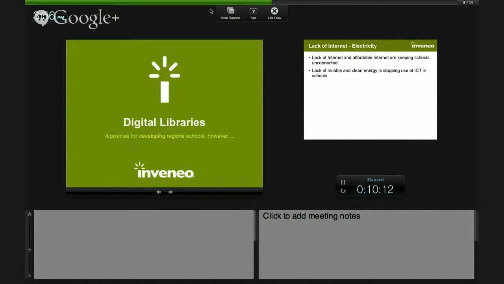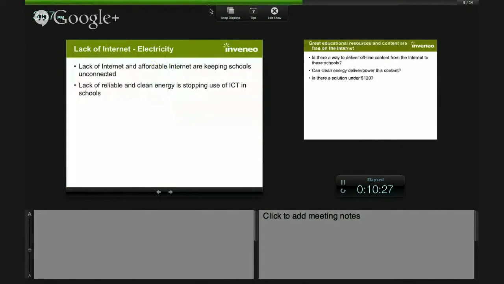And in the projects that I visited, they're all saying, what's a low-cost solution to get us offline content so we're not relying on this expensive internet connection, and how do we power that? That's been one of my personal causes for 2014: how do I address the lack of affordable internet, which keeps these schools unconnected, and the lack of reliable, what I call clean energy, not relying on a diesel or gas generator, that stops the use of ICT in schools, and how can this topic be addressed?